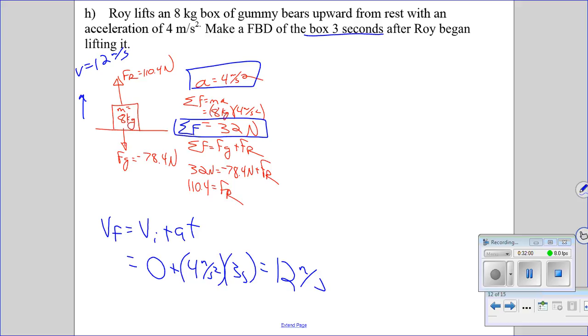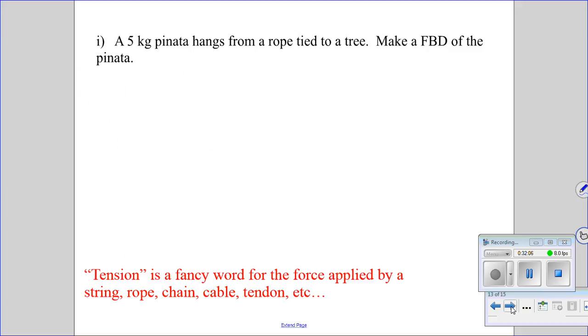All right, everybody get up for H? Ouch. All right, piñata. A 5 kilogram piñata hangs from a rope tied to a tree. Make a free body diagram of the piñata.